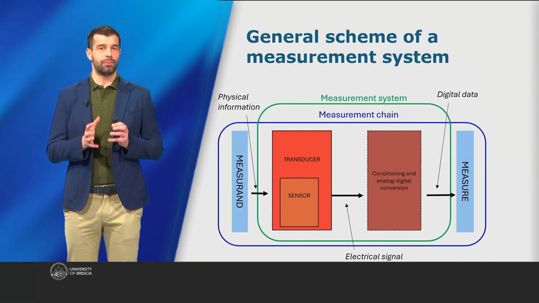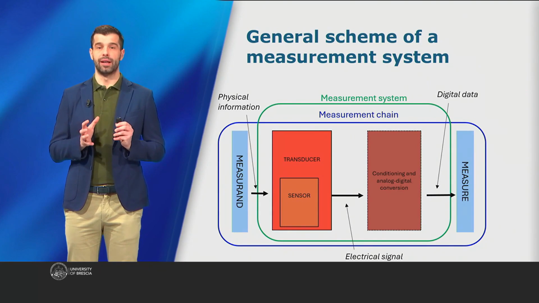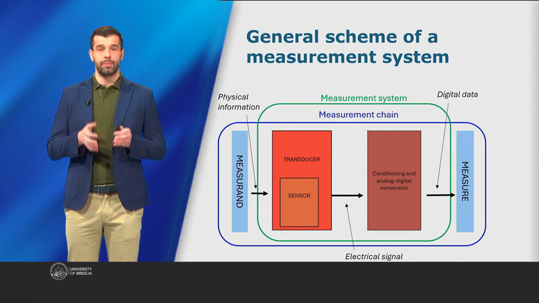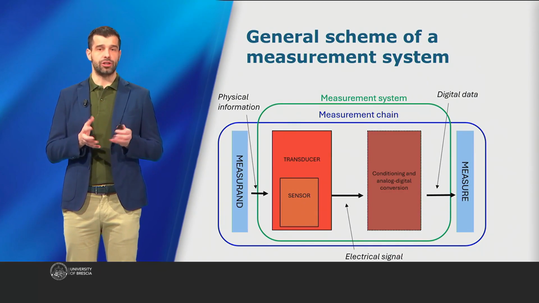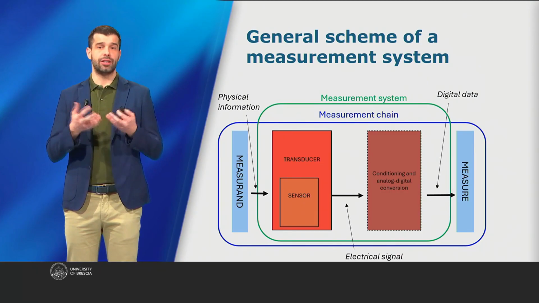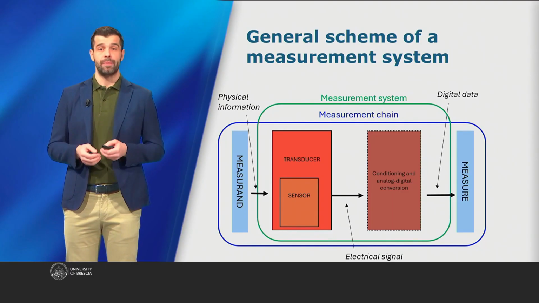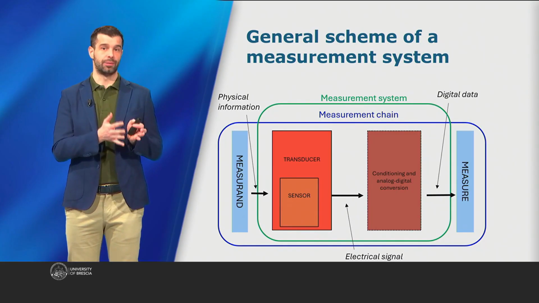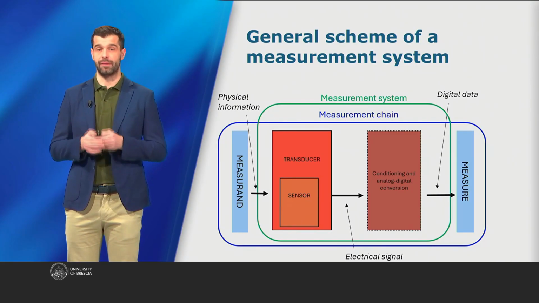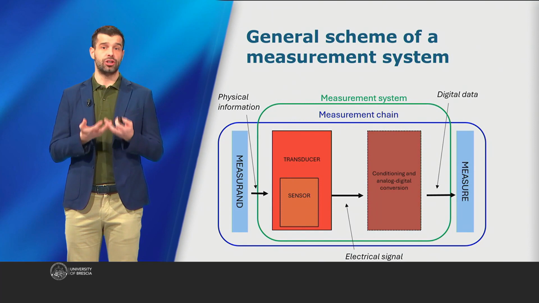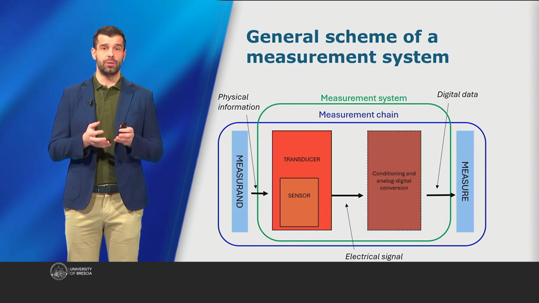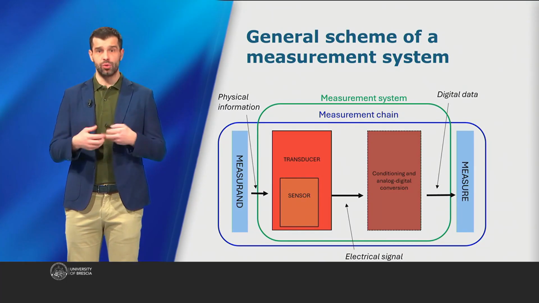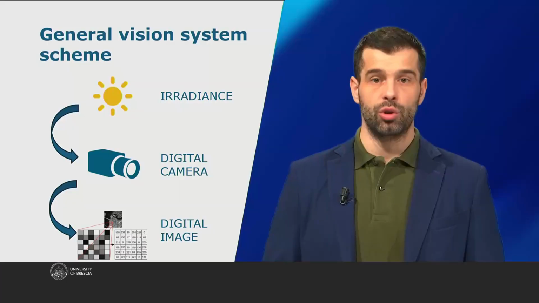A measurement system is usually made up of several blocks that allow you to go from the quantity to be measured to obtaining the measurement. The components of a measurement system are the transducer and the conditioning and conversion circuit. The transducer is the element that can convert the physical quantity to be measured into an electrical quantity. Then there is the conditioning and conversion circuit, which improves the electrical quantity and transforms it into a digital quantity to work with. Then comes the actual measurement.